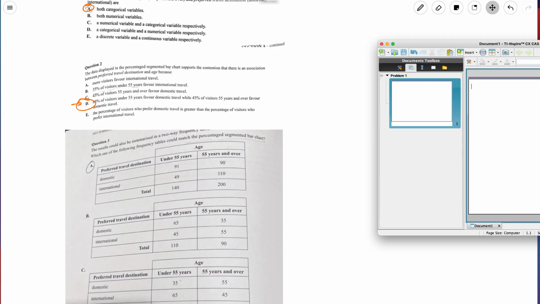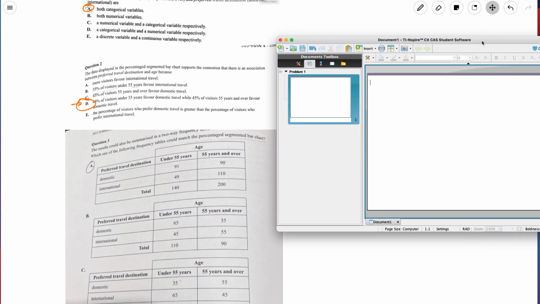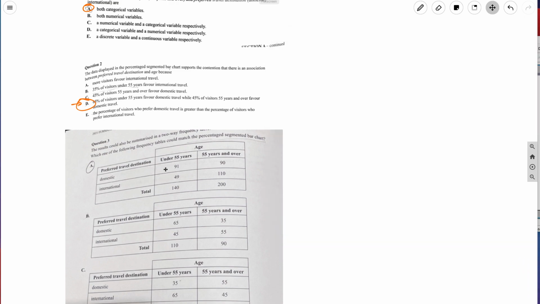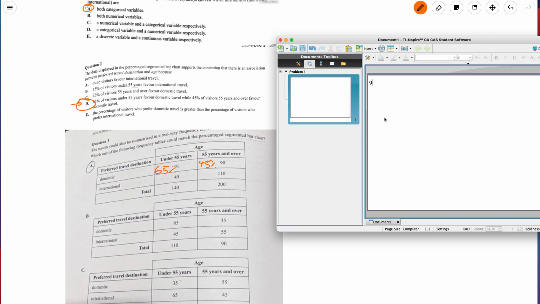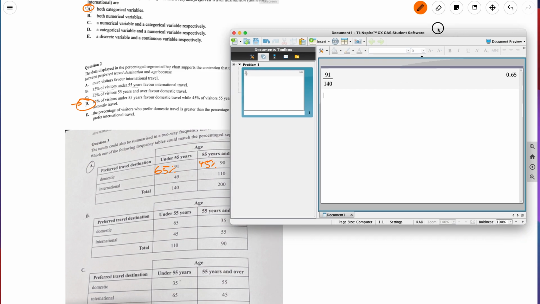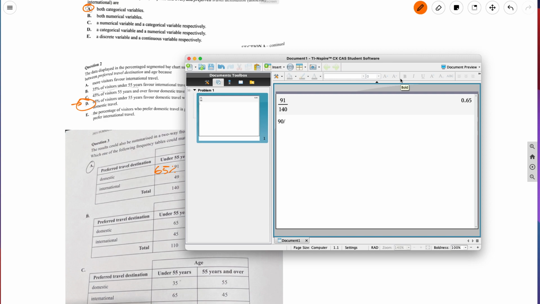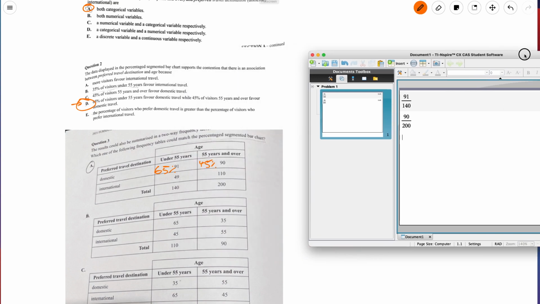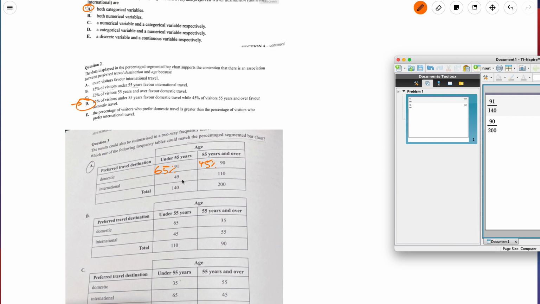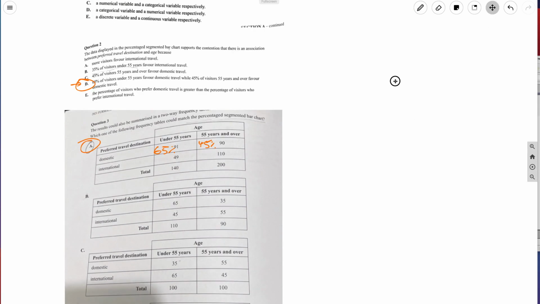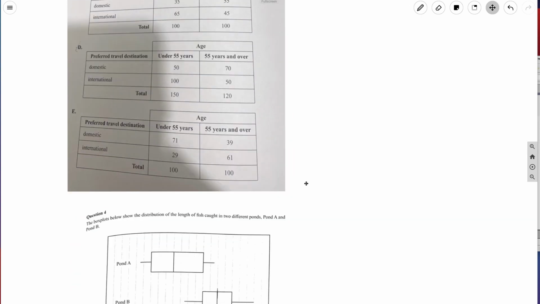Basically you just have to work through this. I'm going to trust my students' answer here, but we just have to match the percentages. Under 55 domestic was 65%, 55 and over domestic was 45. Now I just want to check if they've got the proportions right. 91 out of 140 gives me 0.65. We'll bring that onto the screen there. So that looks good. And then the other one was 90 out of 200, which gives me 45%. I'll trust that the other ones there are the leftovers of 200 and 140, and they are. So A would be the correct one. You could do that for all of them, but luckily they put it at the first one there.